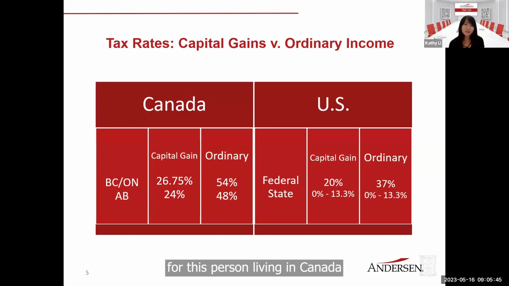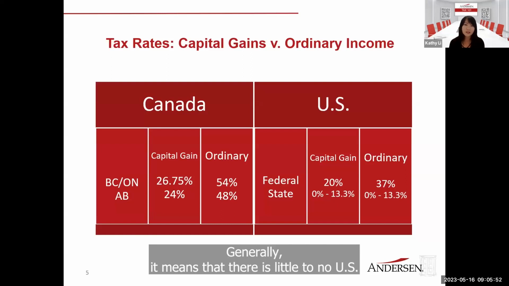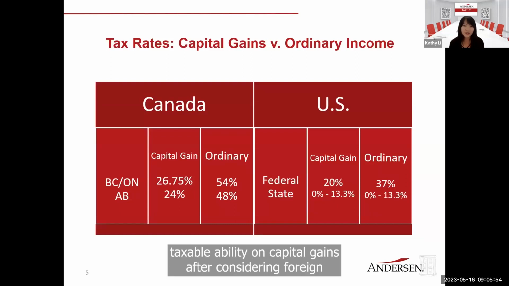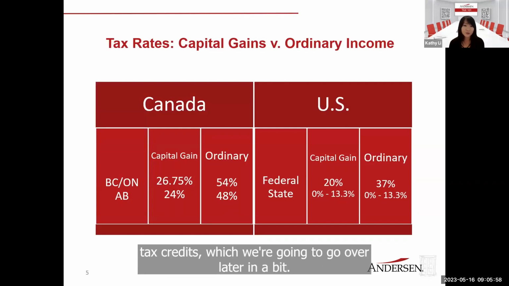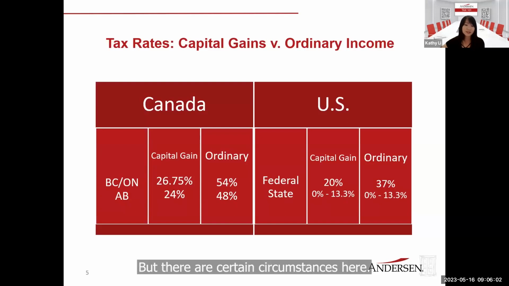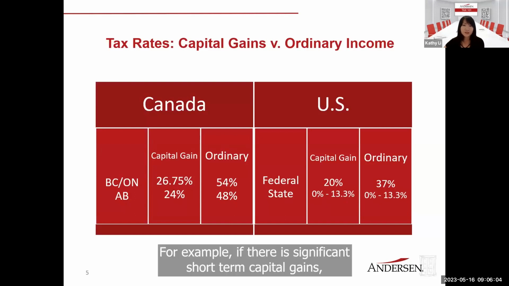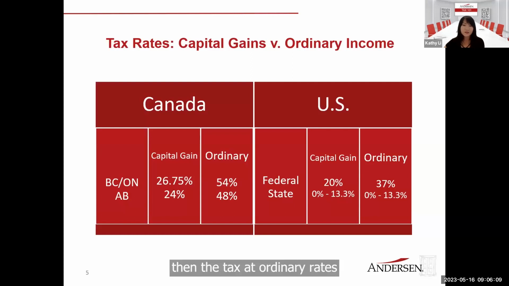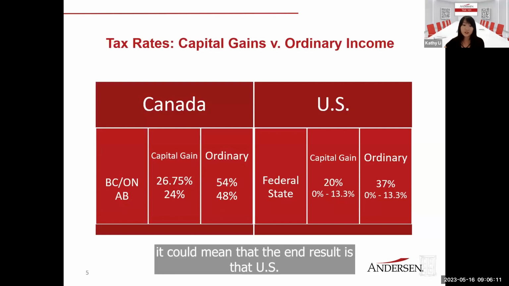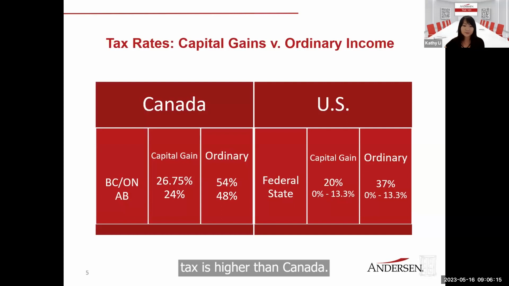For a U.S. person living in Canada, filing tax returns in both countries, generally it means that there is little to no U.S. tax liability on capital gains after considering foreign tax credits, which we're going to go over in a bit. But there are certain circumstances here. For example, if there's significant short-term capital gains taxed at ordinary rates, it could mean that the end result is that U.S. tax is higher than Canada.